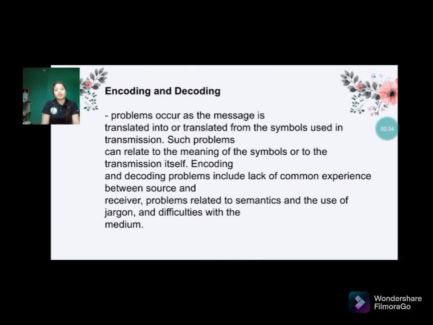Next is encoding and decoding. Problems occur as the message is translated into or from the symbols used in transmission. Such problems can relate to the meaning of the symbol or to the transmission itself. Encoding and decoding problems include lack of common experience between source and receiver, problems related to semantics such as the use of jargon, and difficulties with the medium. Encoding means the one who communicates with other people and transmits messages, while decoding is the one who receives the message, who is also the audience.